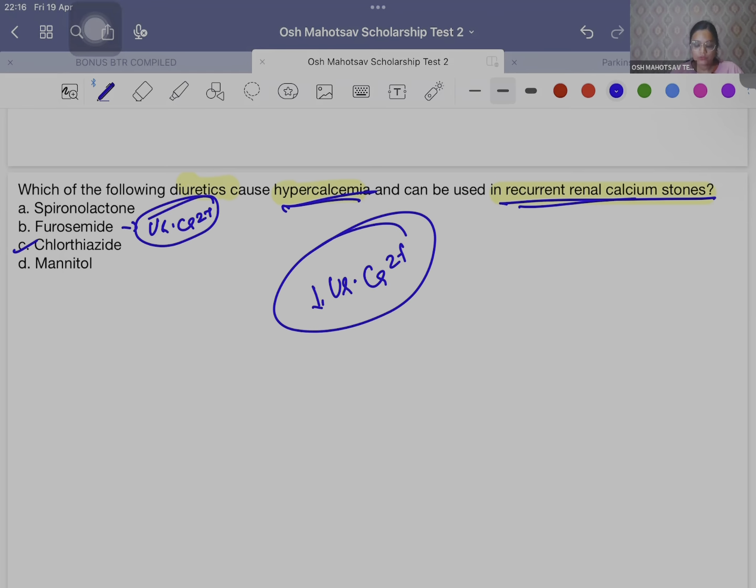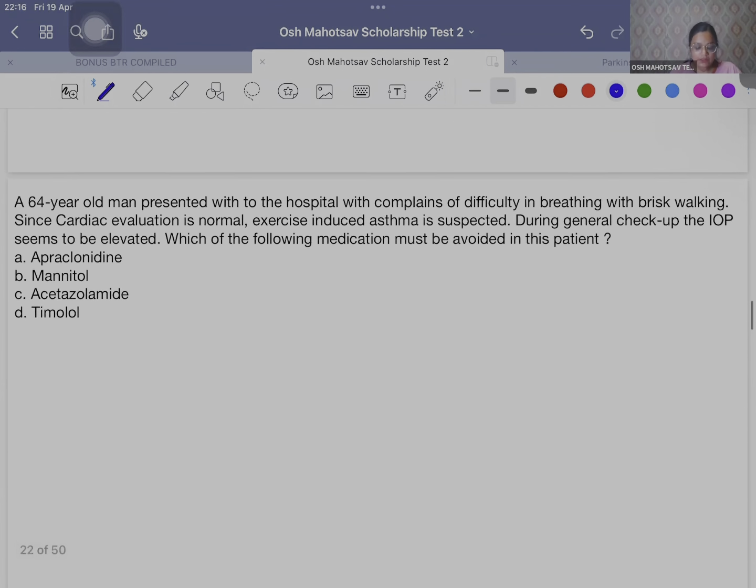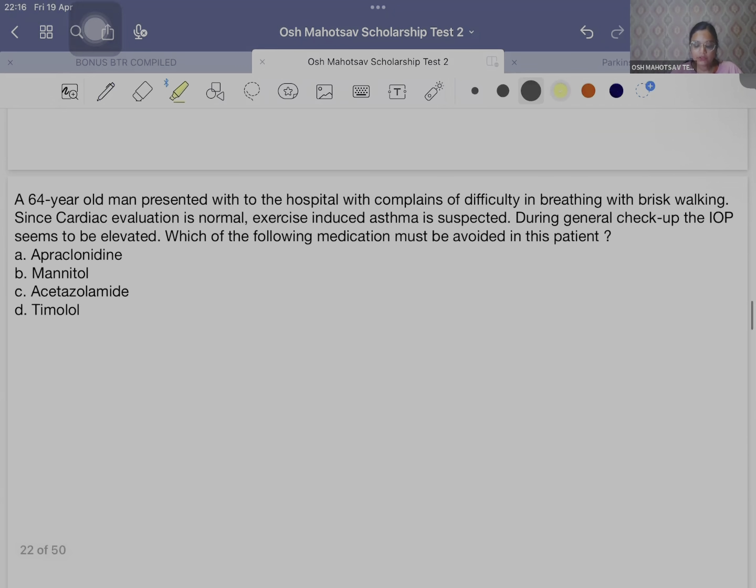because it can lead to more stone formation. Okay, next is a 64-year-old man presented to the hospital with complaints of difficulty in breathing with brisk walking. Cardiac evaluation is normal. Exercise-induced asthma is suspected. During a general checkup, the intraocular pressure seems to be elevated. What medication will we give? Since they have mentioned he is having asthma and we want to manage the intraocular pressure, which drug do we have to avoid? We will be avoiding beta blockers because they will lead to more bronchoconstriction, so the asthma symptoms will be aggravated. So we are avoiding timolol.